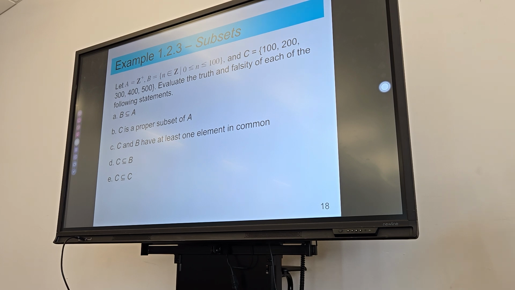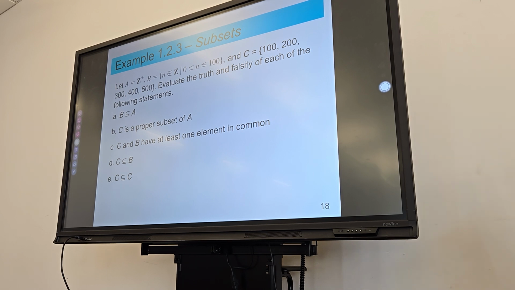Do C and B have at least one common element? Yes, the number 100. Is C a subset of B? No, because 200, 300, 400, and 500 are not in B. Now, is C a subset of C? Yes, a set is a subset of itself.